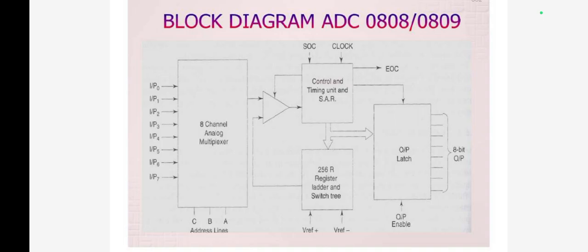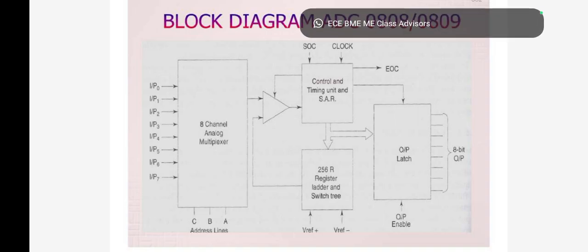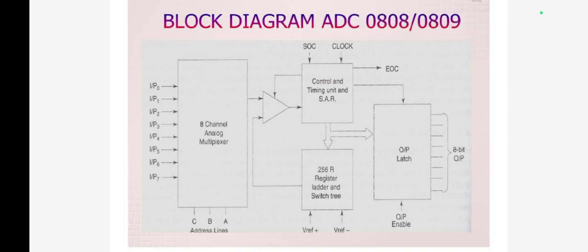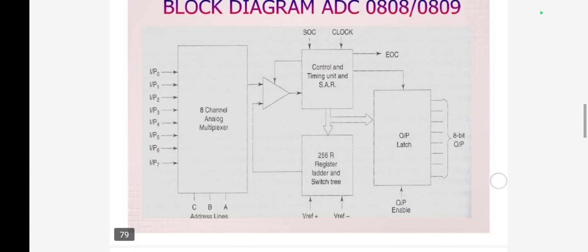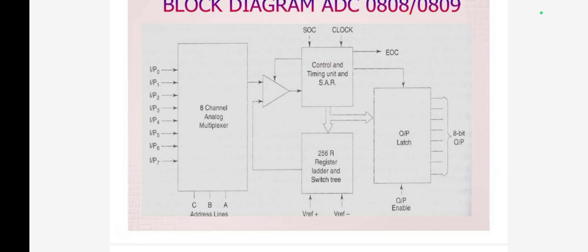As we are seeing in the diagram, this 8-channel analog multiplexer has 8 inputs, namely input 0, input 1 up to input 7, and 3 address lines, namely A, B, C for selecting the analog input. This is connected to the control and timing unit and register ladder switch tree. Both are connected to the output latch, which has the 8-bit output lines.